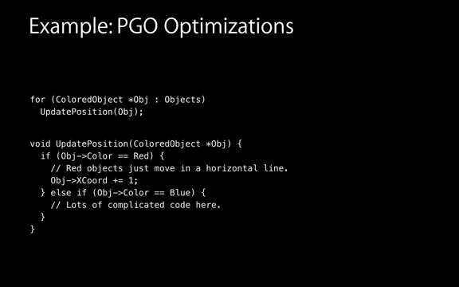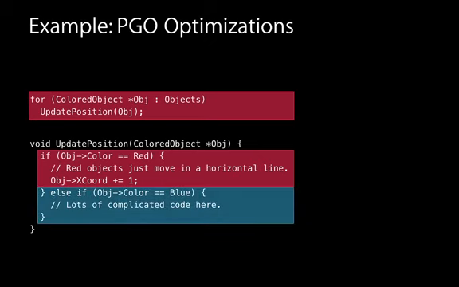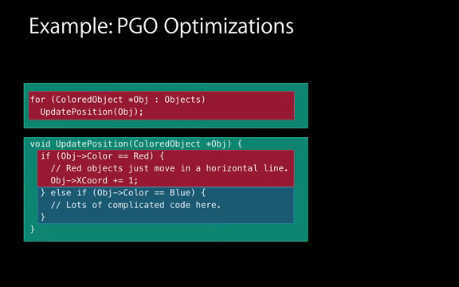Now, the compiler has no way of knowing whether red objects or blue objects are more likely. So it just assumes they're both equally likely. But with PGO, I might be able to know that red objects are far more common. And so I'm highlighting in red here the hot code, which is the code to iterate over the set of objects and then to handle the red objects. I'm going to color code the cold code in blue, which is blue objects, which are rare for some reason in this application.